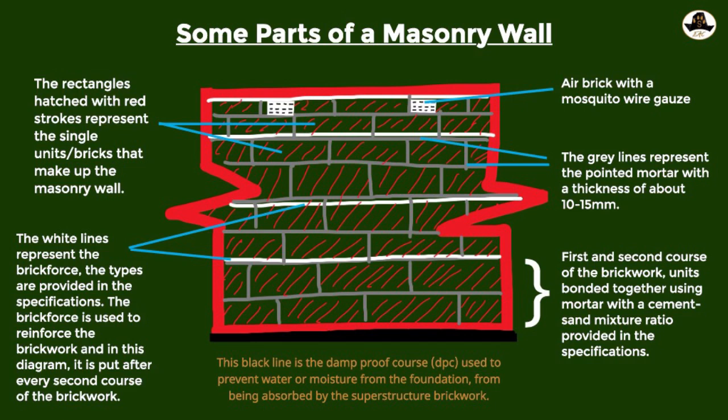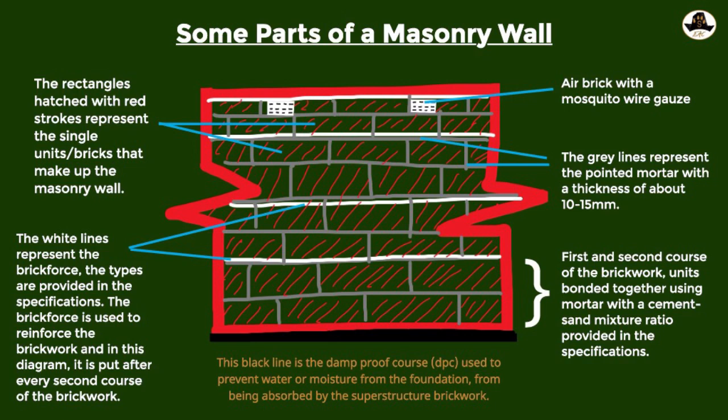Then we have gray lines, which represent the pointed mortar with thickness of about 10 to 50 millimeters. Pointing usually means the finishing of those parts where you see the mortar of cement and sand that's put between the bricks. You don't want it to look junky, so you just smoothen it and use something to make it smooth and have a nice finishing. You can make it as a groove, or you can make it flat, flush with the bricks, or you can make it in any way aesthetically presentable.